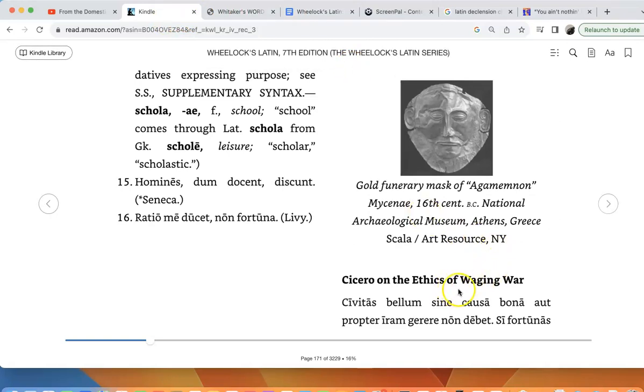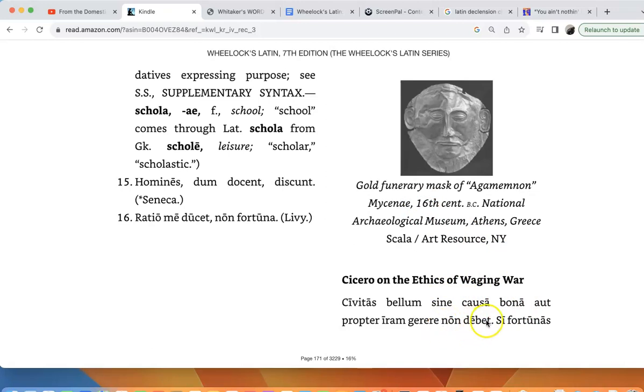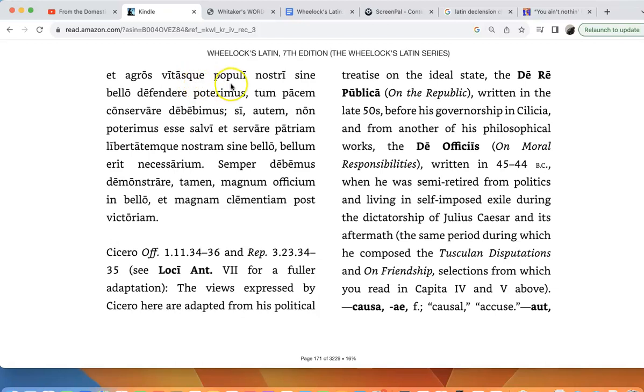All right, so here we go. Let's read it together. Civitas bellum sine causa bona aut propter iram gerere non debet. Si fortunas et agros vitamque populi nostri sine bello defendere poterimus, tum pacem conservare debebimus. Si autem non poterimus esse salvi et servare patriam libertatemque nostram sine bello, bellum erit necessarium. Semper debebimus demonstrare tamen magnum officium in bello et magnam clementiam post victoriam.